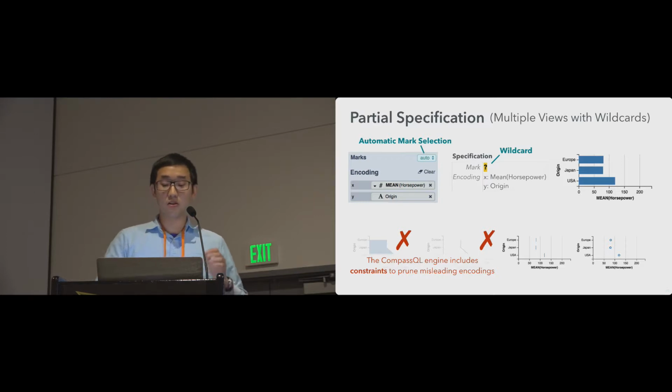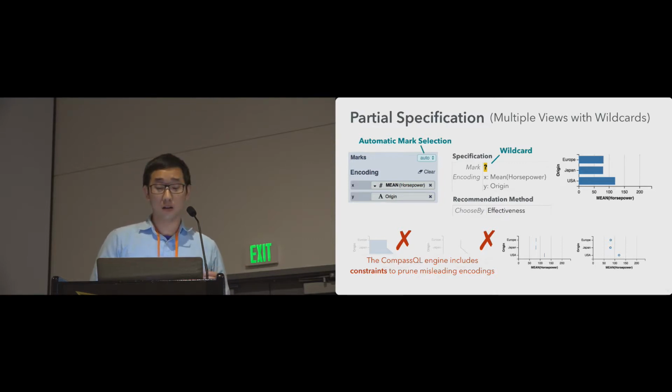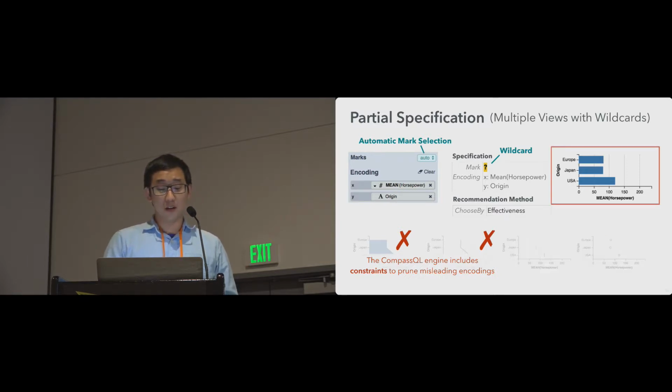CompassQL engine actually automatically includes design constraints to prune misleading encodings. Finally, to pick a single mark, the query chooses the top view based on effectiveness score. With this query, we can automatically pick a mark for users in Voyager 2.